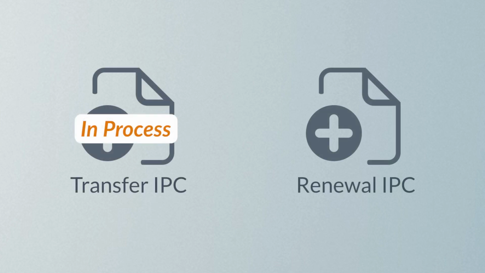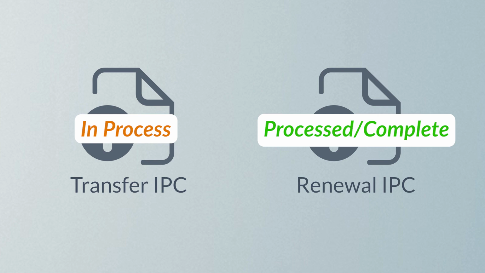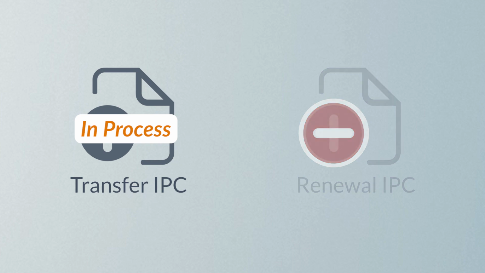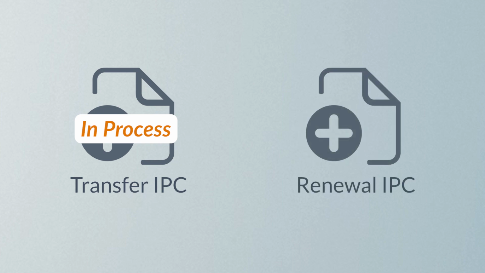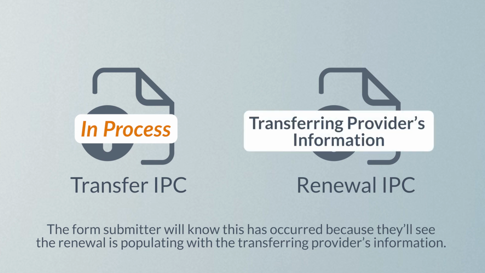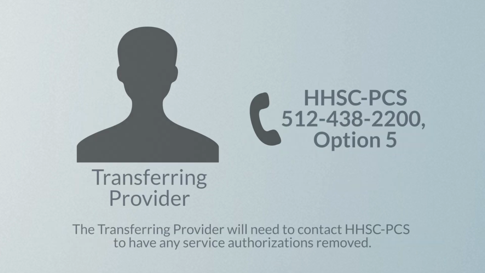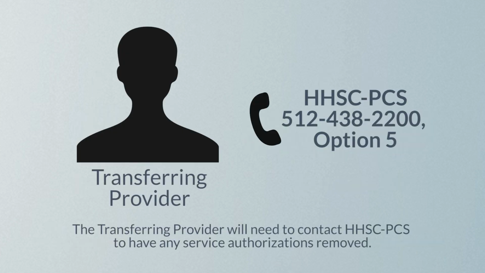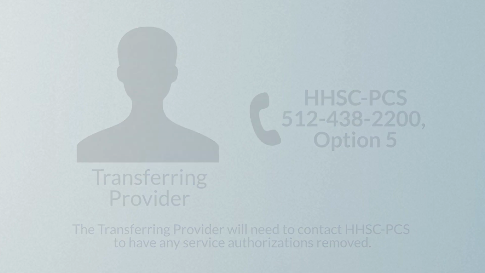In the event the renewal IPC is entered and is in status Processed Complete before the transfer IPC is processed, the renewal IPC will need to be inactivated and then re-entered. The form submitter will know this has occurred because they'll see a renewal is populating with the transferring provider's information. The transferring provider will need to contact HHSC to have any service authorizations removed.